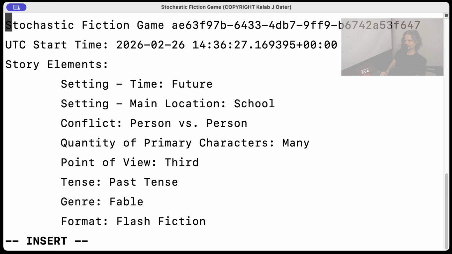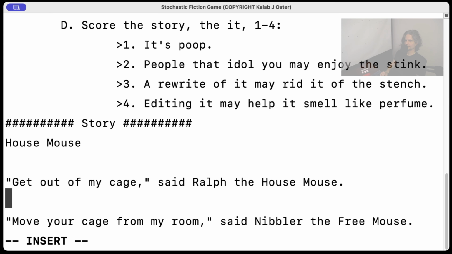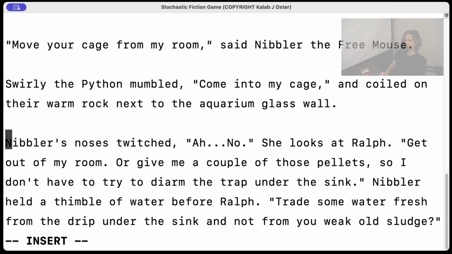For today's stochastic fiction game story, with the story elements: setting time future, setting main location school, conflict person versus person, quantity of primary characters many, point of view third, tense past tense, genre fable, format flash fiction. The story for today's stochastic fiction game is called House Mouse. House Mouse.